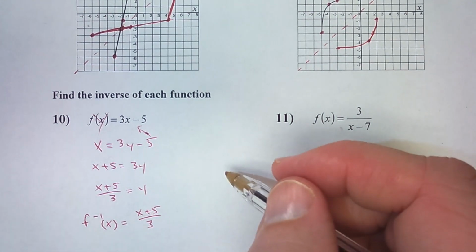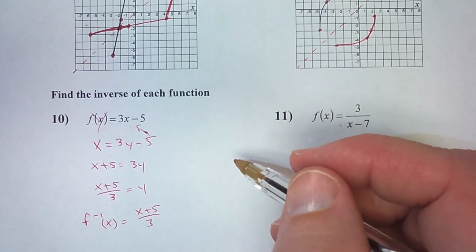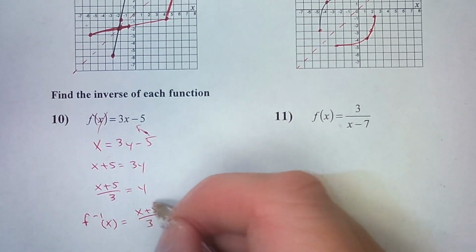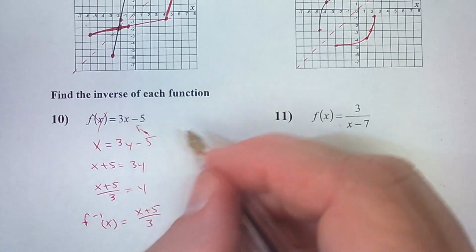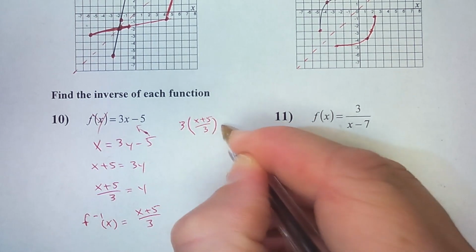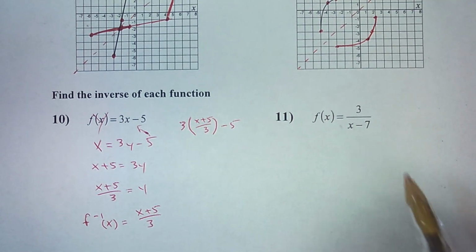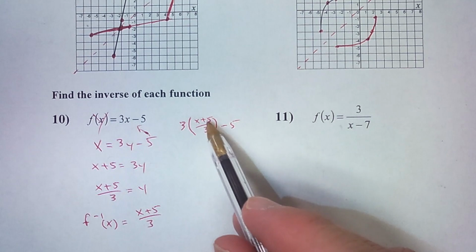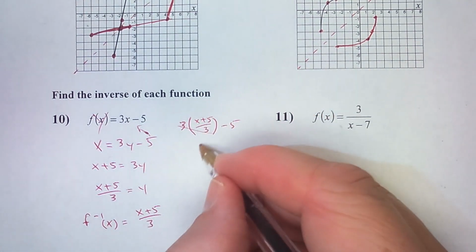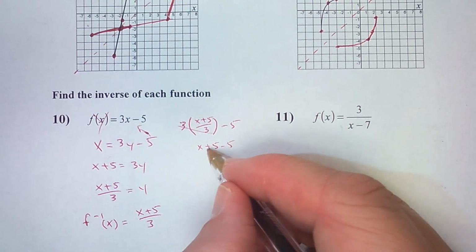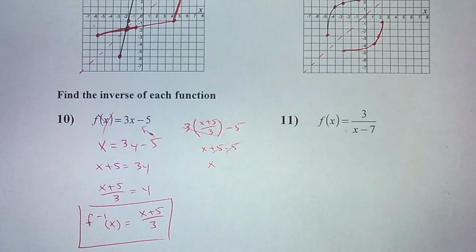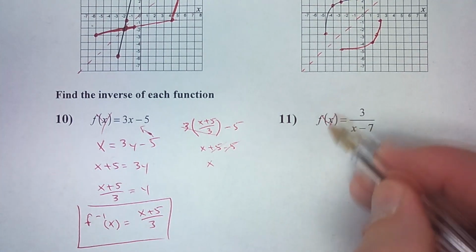Before I actually claim it as my inverse, though, I'm going to go ahead and check it. So in order to check it, I can do f of the inverse, which means take this inverse and plug it in right here for x. So that's 3 times x plus 5 over 3 minus 5. If I can get this down to equal just x, then I know my inverse is correct. So these cancel, and I get x plus 5 minus 5. And these cancel, and I get x, which means that inverse is correct.